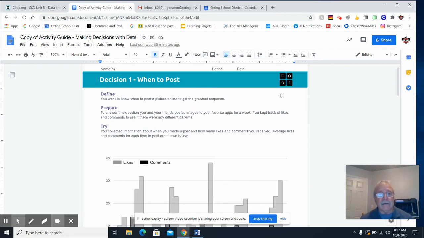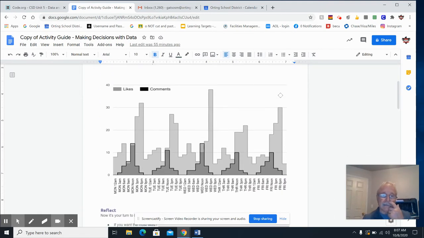You're going to prepare yourself to answer this question by you and your friends posting images to your favorite apps for a week. You kept track of likes and comments to see if there were any different patterns. Then you tried it. You collected information about when you made a post and how many likes and comments you received. Average likes and comments of each time to post are shown below. Okay, so here's our graph. This is what it looks like. The likes are in the lighter blocks, the grayer blocks, and the comments are in the darker blocks, okay?